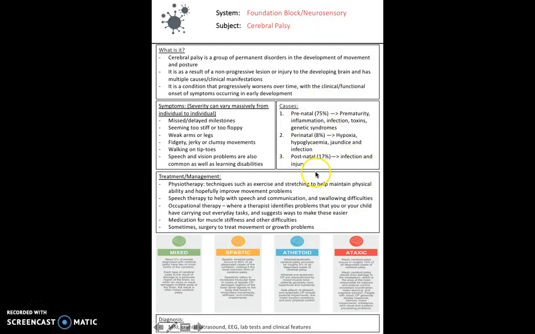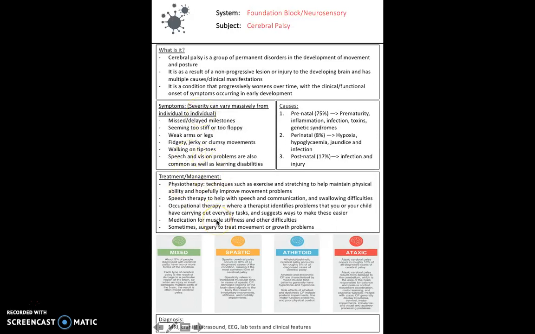The causes can be broken down into three, so prenatal, perinatal and postnatal, with the grand majority being prenatal, i.e. before birth. With regards to symptoms, these can vary in severity massively from individual to individual, and we could be thinking about physical symptoms, for example where the patient has weak arms or weak legs, or if they're a bit too stiff or too floppy, or alternatively we could be thinking about milestones, how they're missed or delayed.